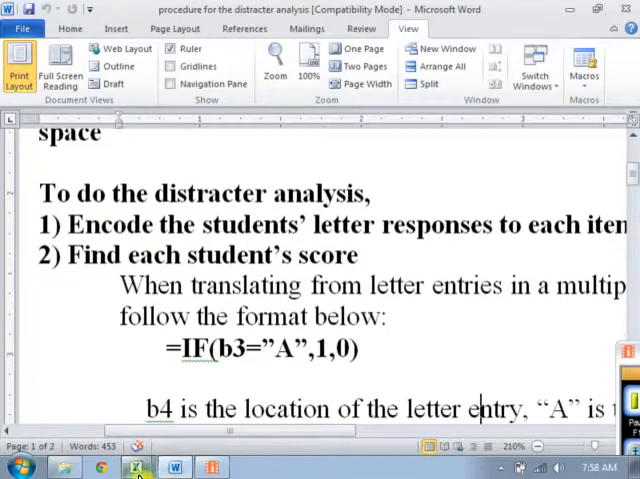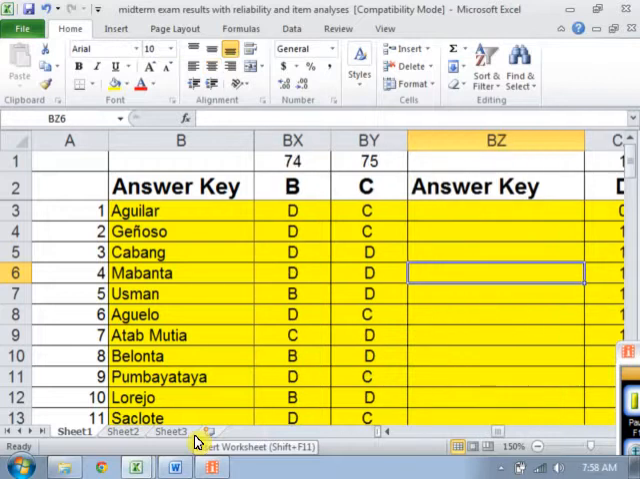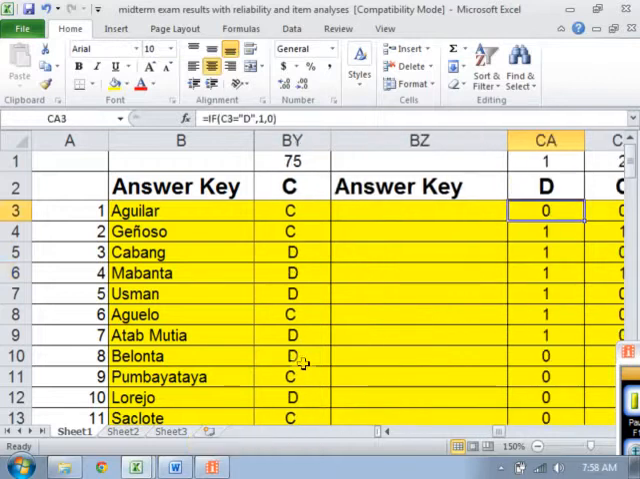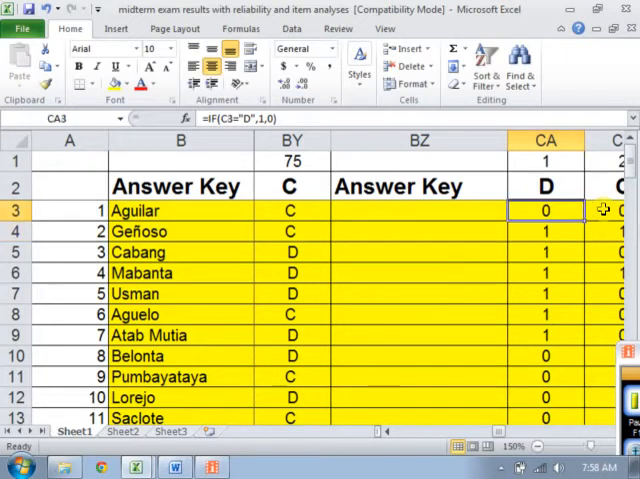Translate each of our student scores, no? Which means each of our student scores we solved. So what did we do here? We said so, which we did last time, correct? Because this is the same procedure with your index of difficulty and index of discrimination. So if C3, because the entry of Aguilar in number 1 is on cell C3, if C3 is D, which is the answer, then it is 1. If not, it is 0. But of course, we know that the answer of Aguilar is not D, correct? That's why we put 0.